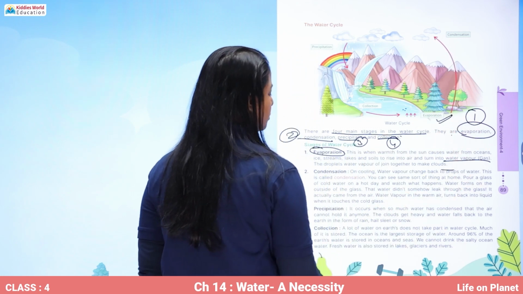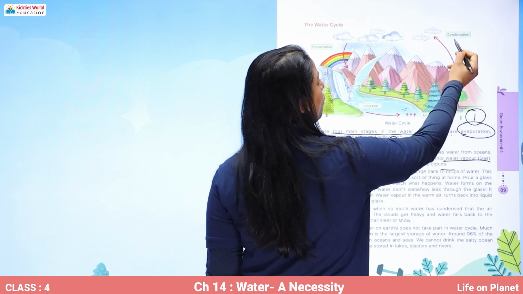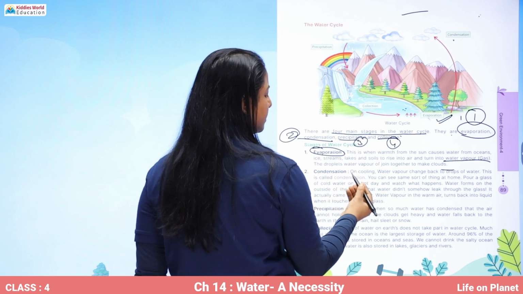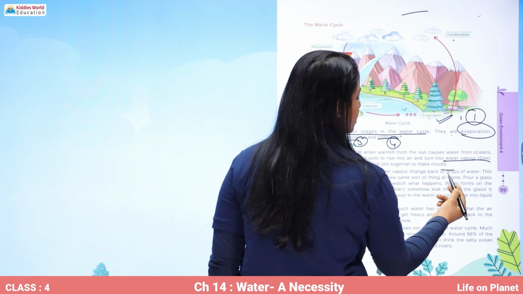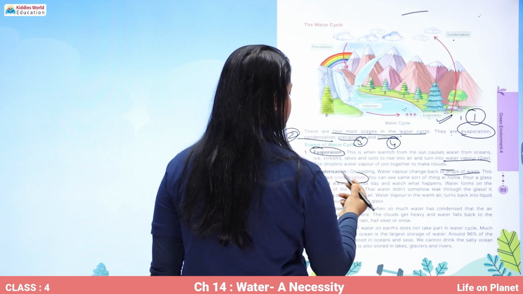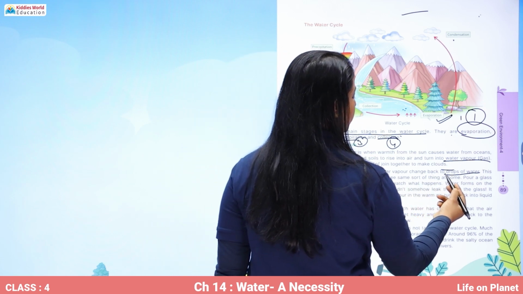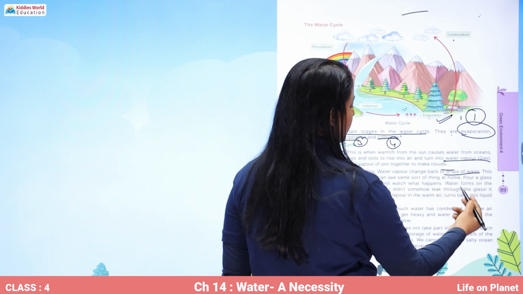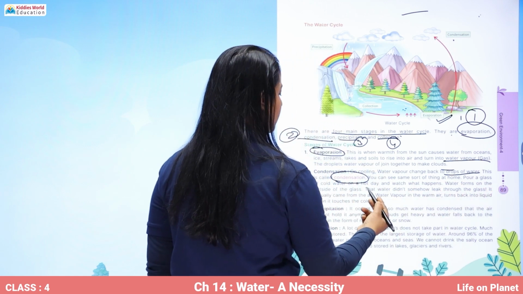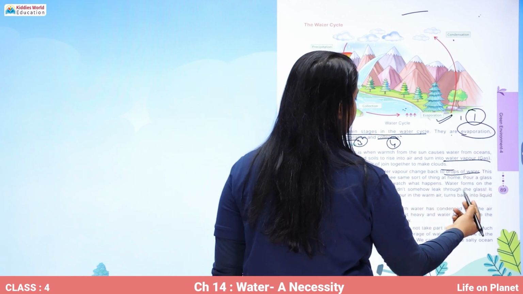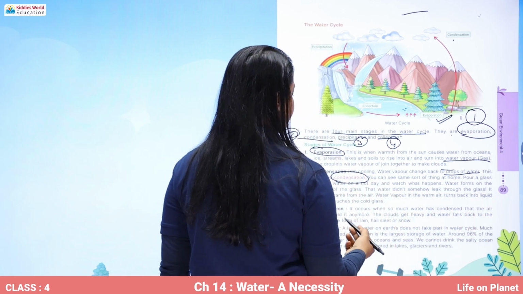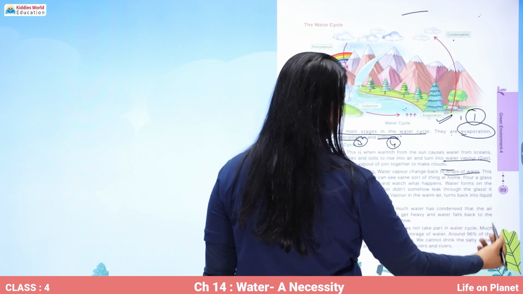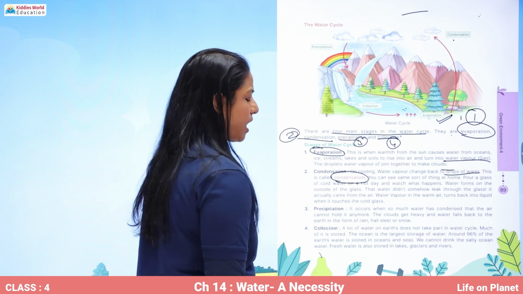This is called evaporation. Now, when the water vapors go up in the cool atmosphere, they cool down to form water droplets. This is called condensation. On cooling, water vapor changes back into drops of water. You can see the same sort of thing at home. Pour a glass of cold water on a hot day and watch what happens. Water forms on the outside of the glass. That water didn't somehow leak through the glass. It actually came from the air. Water vapors in the warm air turn back into liquid when they touch the cold glass.